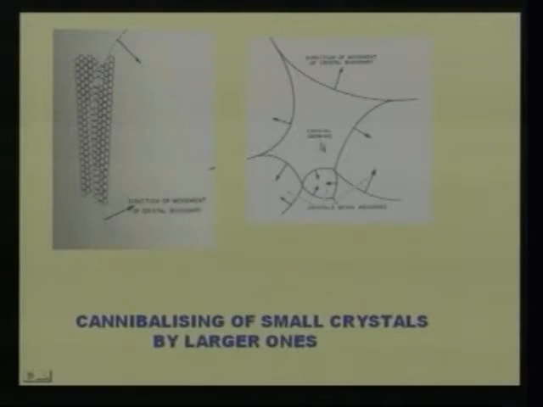Bigger crystal tends to grow in all directions. You see the direction of movement of the crystal boundary. When it is growing in all directions, at the boundaries, if there are any small crystals, those crystals will be absorbed by the bigger crystal. In that way the crystal size increases. This is the process of cannibalizing of small crystals by larger ones.